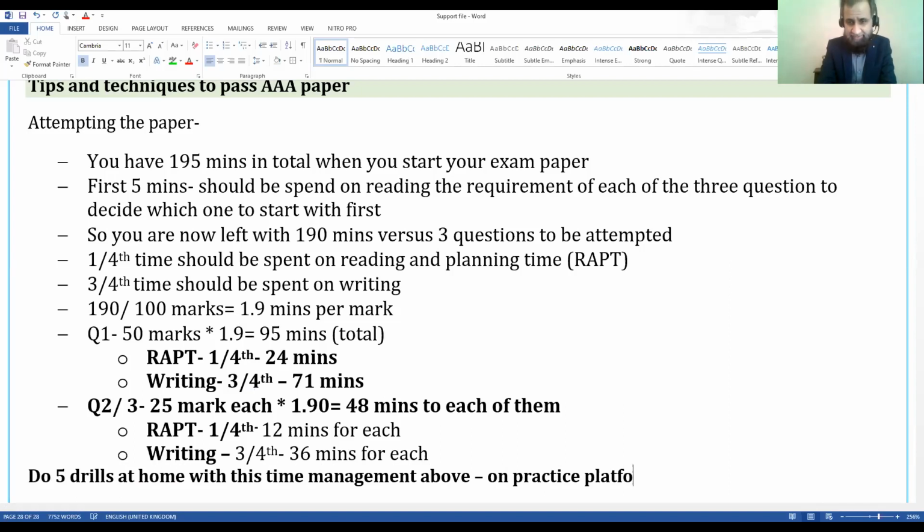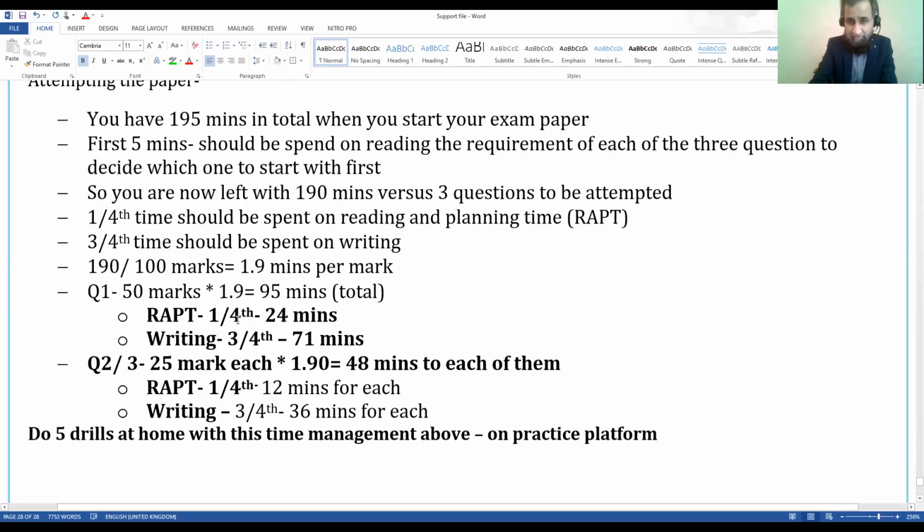Otherwise, this is useless. You expect to do it for the first time in the exam? You believe you will do this the first time in the exam? No, it's useless. You have to become good at it on the practice platform.